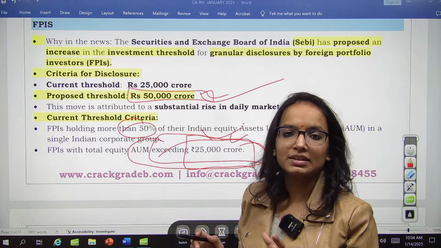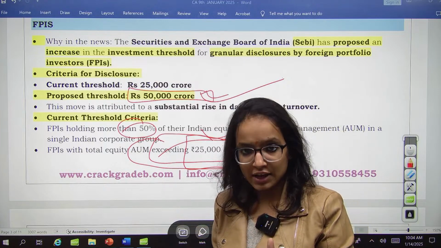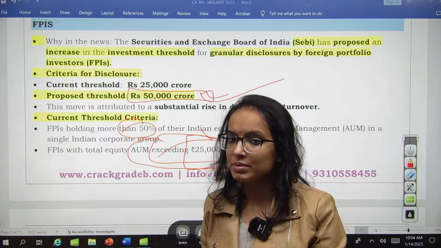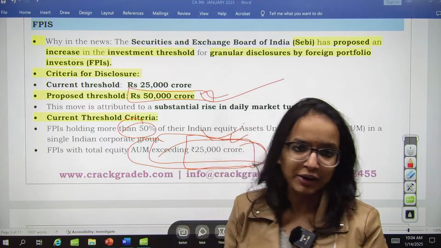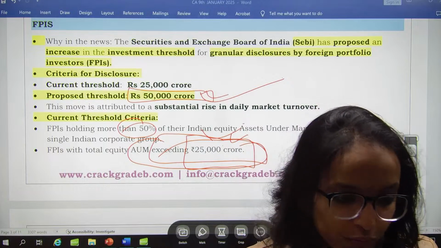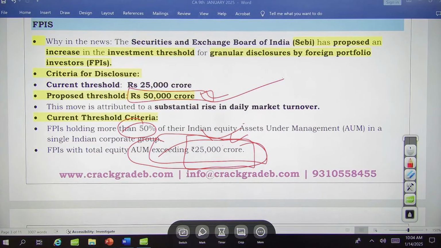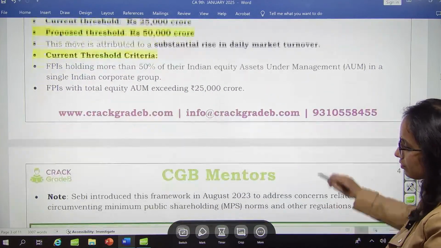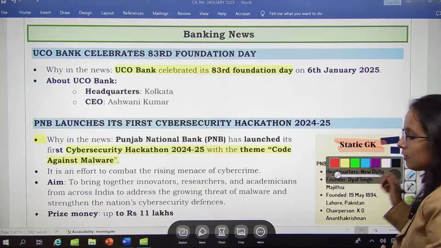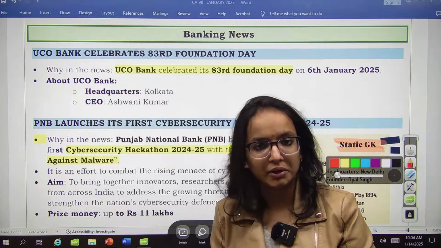This is the entire thing. If your total AUM exceeds 50,000 crores, you will be required to file this granular disclosure. And I have explained to you what is granular disclosure. I hope this news is clear. So remember the revised criteria, which is proposed to be 50,000 crores. This was about SEBI and regulatory bodies news.